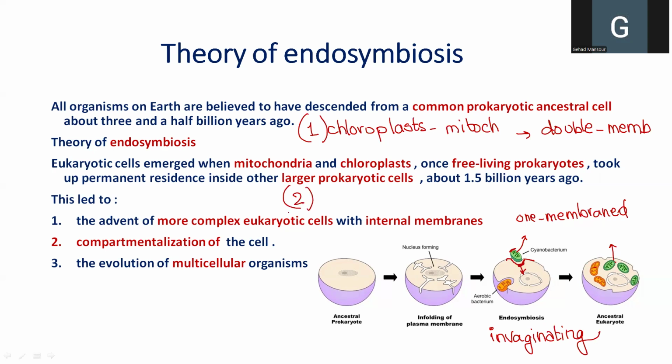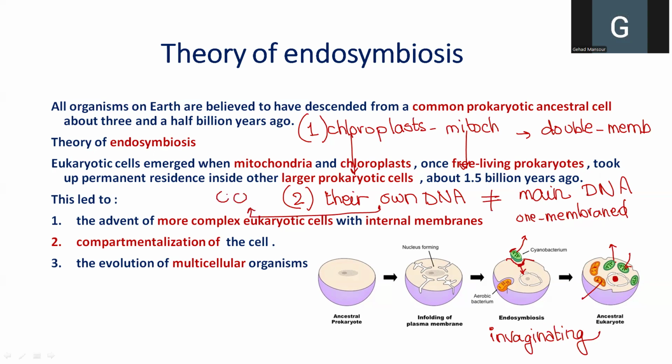The second evidence that supports the theory of endosymbiosis is that both chloroplasts and mitochondria do have their own DNA. They have their own DNA that differs from the main DNA of the eukaryotic cell, meaning that if you look at that eukaryotic cell, you will find the original DNA, but meanwhile this mitochondrion has its own DNA, and that plastid has its own DNA. And that DNA is in the form of small, circular, multiple DNA molecules. So the DNA molecules are small, they are circular, and they are many, okay?